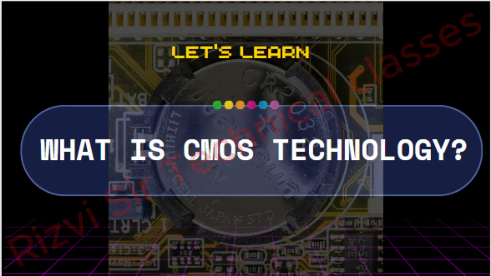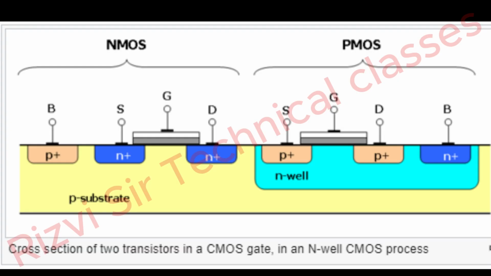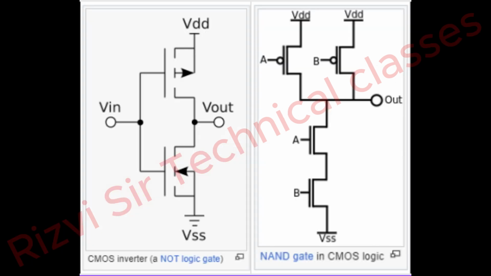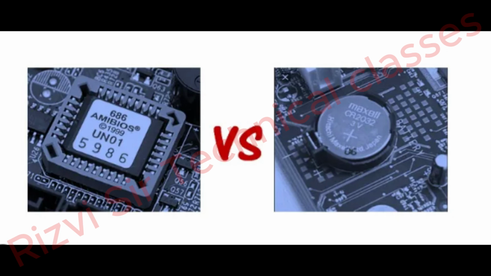What is CMOS technology? CMOS stands for Complementary Metal Oxide Semiconductor, which refers to both a type of semiconductor technology and a specific type of integrated circuit design. CMOS technology involves using complementary and symmetrical pairs of p-type and n-type metal oxide semiconductor field effect transistors, or MOSFETs, to create digital logic gates and other digital circuits.